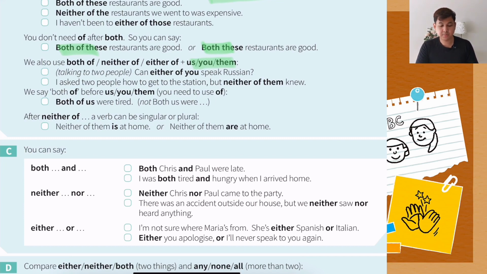And then we say both of before us, you, and them. You need to use of in this case. Both of us were tired. We cannot use both us were. We have to use both of us were tired.